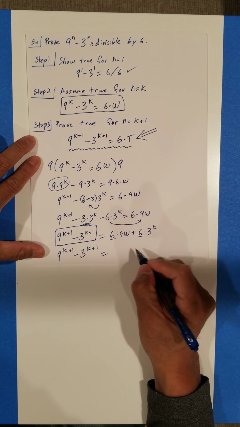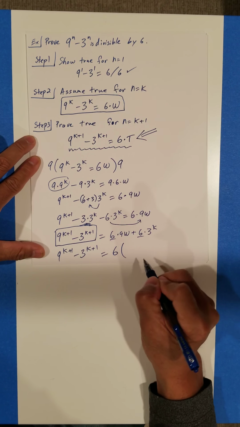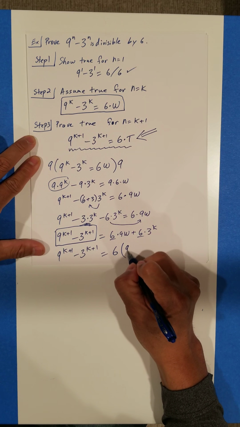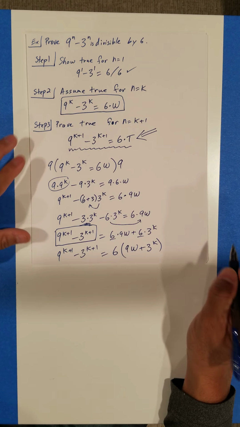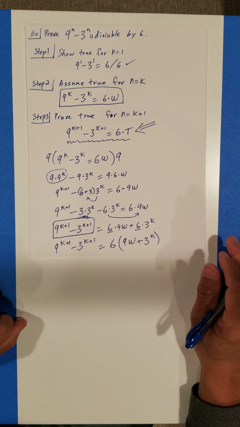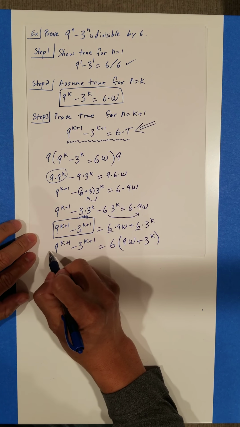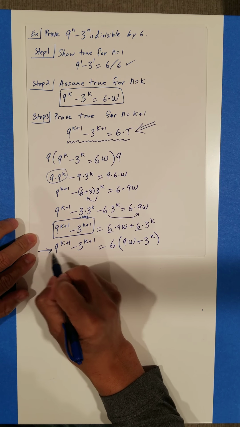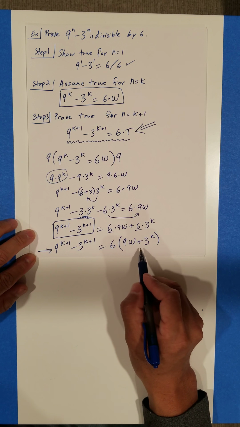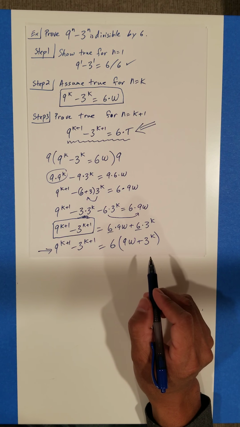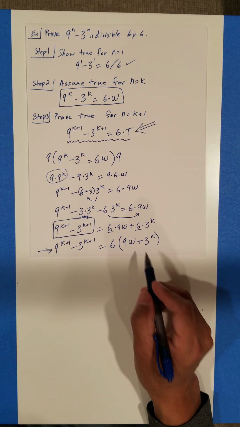So 9 to the k plus 1 minus 3 to the k plus 1 equals, now see how they have a 6 in common? Factor that out, 6 times 9w plus 3 to the power k. Now, what we have is the left-hand side of our proof: 9 to the k plus 1 minus 3 to the k plus 1 equals 6 times something else, right? Now, what is this guy?